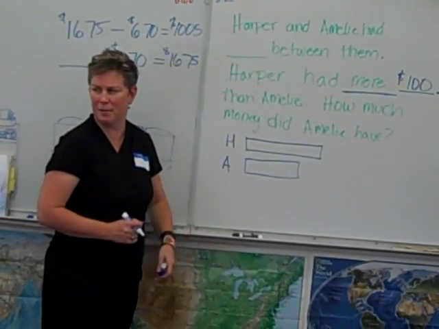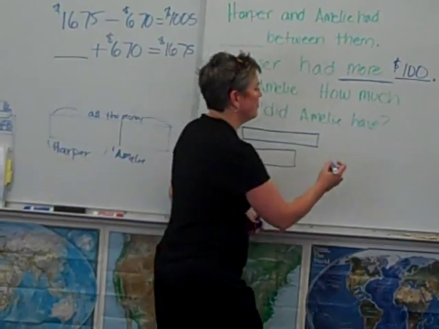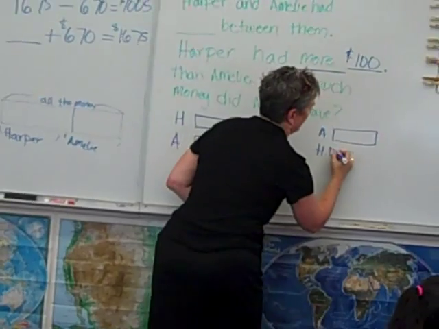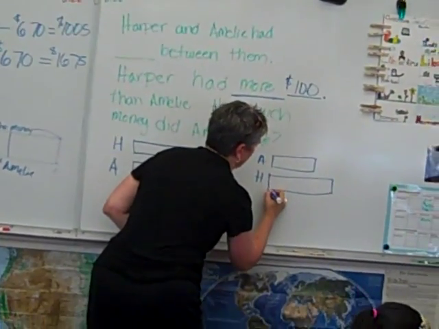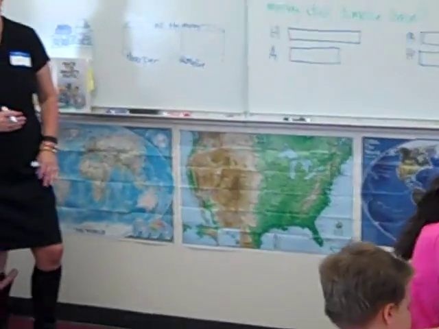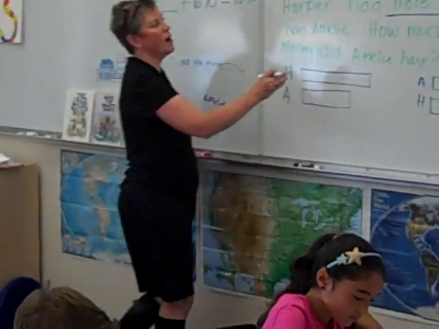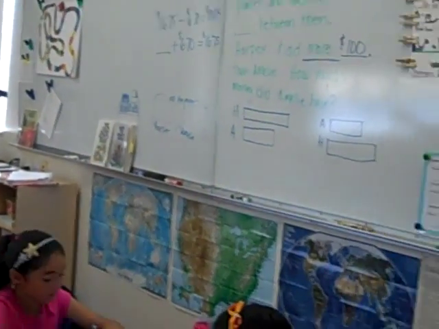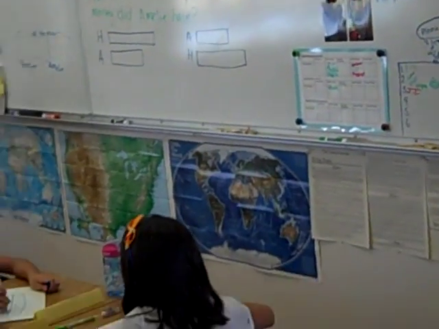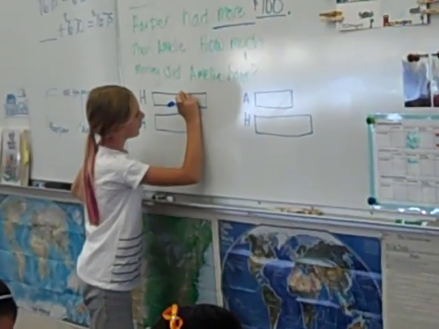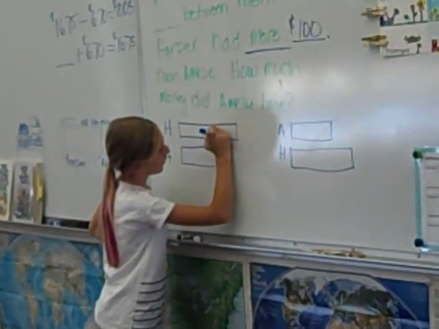Could we flip-flop them? Could we put Amelie on top? What would we have to do? Make her bar shorter and this one longer, right? Is it the same thing? Is it freaking you out if I do it twice? Okay, good. What do we know? Harper has $100 more than. Where does $100 more than go? Go put it on the board. Label your bars so you know which one is Harper and which one's Amelie.